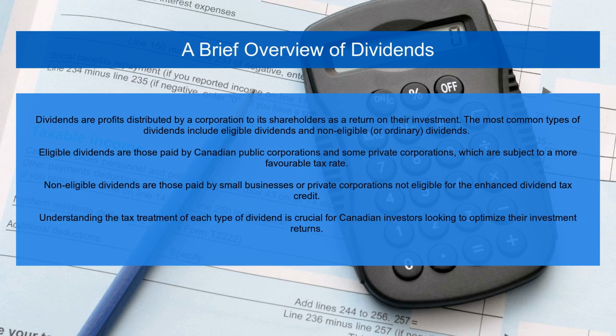Dividends are profits distributed by a corporation to its shareholders as a return on their investment. The most common types of dividends include eligible dividends and non-eligible, or ordinary, dividends. Eligible dividends are those paid by Canadian public corporations and some private corporations, which are subject to a more favorable tax rate. Non-eligible dividends are those paid by small businesses or private corporations not eligible for the enhanced dividend tax credit. Understanding the tax treatment of each type of dividend is crucial for Canadian investors looking to optimize their investment returns.